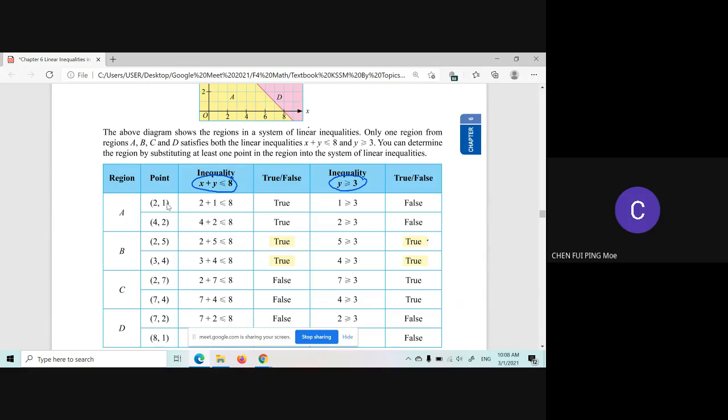Let's say x is 2, y is 1. So 2 plus 1, less than or equal to 8, just copy down. The answer is 3, and 3 is less than or equal to 8, so this one is true. For the second inequality, y is greater than or equal to 3, but y is 1, and 1 is not greater than 3, so this is false. When you have true and false, it means this point does not satisfy both inequalities. It only satisfies the first one, not the second. Both must be true, meaning the point satisfies both inequalities.